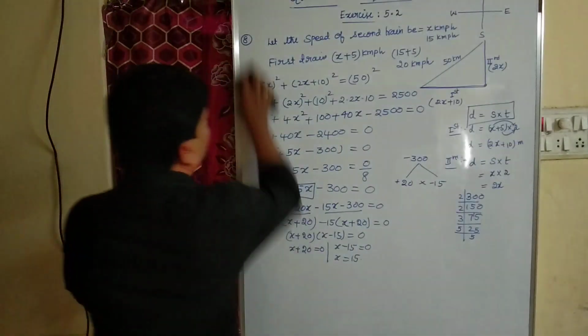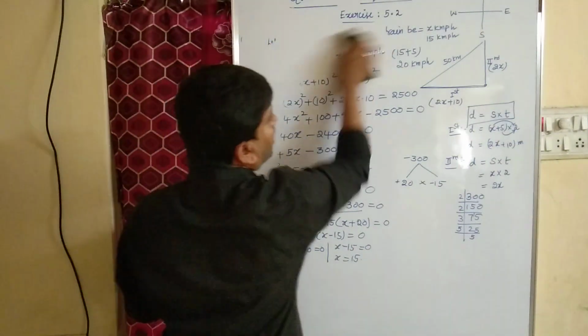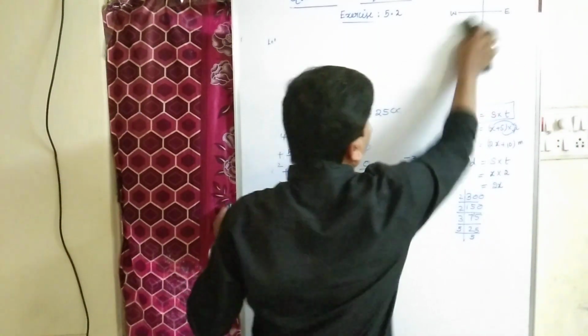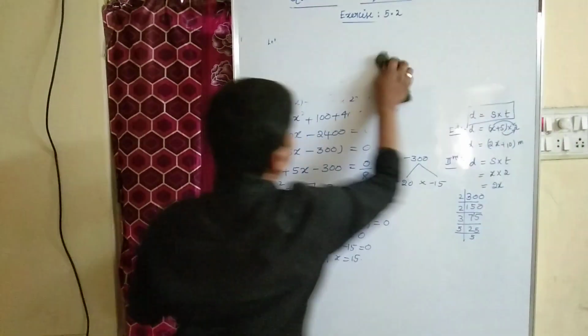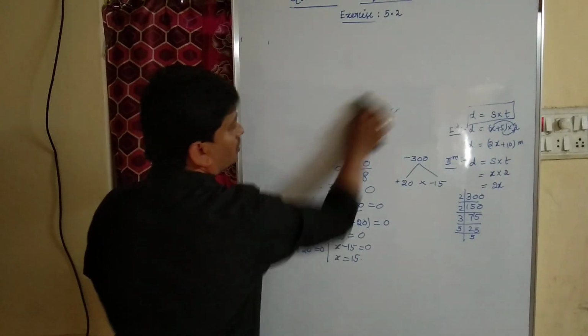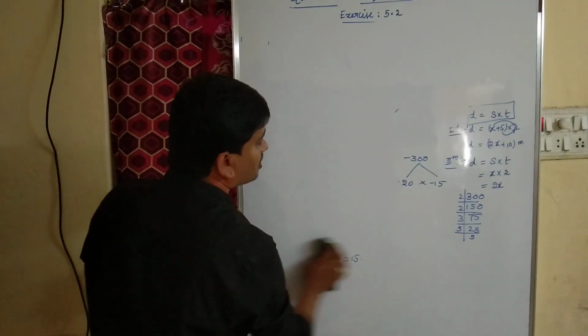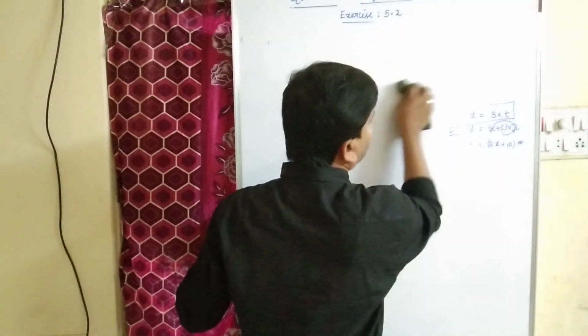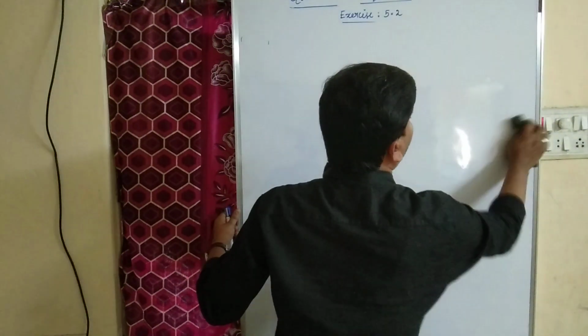When you are solving the problem, we should know the relationship between speed, distance and time. What is the relationship between speed, distance and time? We know that speed is equal to distance by time. Distance is equal to speed into time. Time is equal to distance by speed. This relationship is a universal relationship which is applicable to each and every problem.